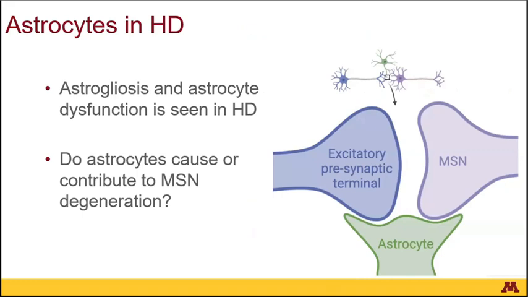Degeneration of MSNs in HD is accompanied by an increase in neuroinflammation and astrocyte pathology in the striatum. Since astrocytes have so many roles in the brain, which I will get into in a few slides, it's been hypothesized by others in the field that astrocyte dysfunction may cause or contribute to MSN degeneration. And this idea has been partially tested by doing cell-specific mutants.